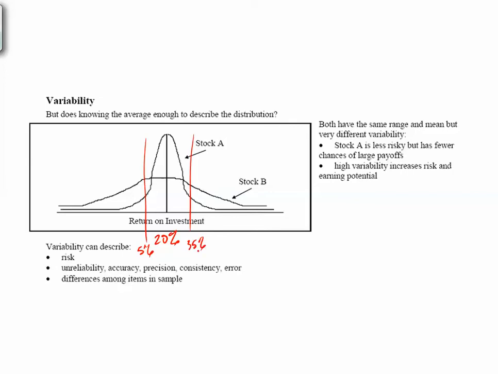Stock B has a much more variable return. So we've got a low here of, say, a negative 20% and a high here of 60%. Now that means something, doesn't it? Because just because both of them have the same average, you want to know more than just the average. You'd like to know how much variability, and sometimes in finance we call this variability risk. It's also termed as unreliability, or differences among items in the sample.